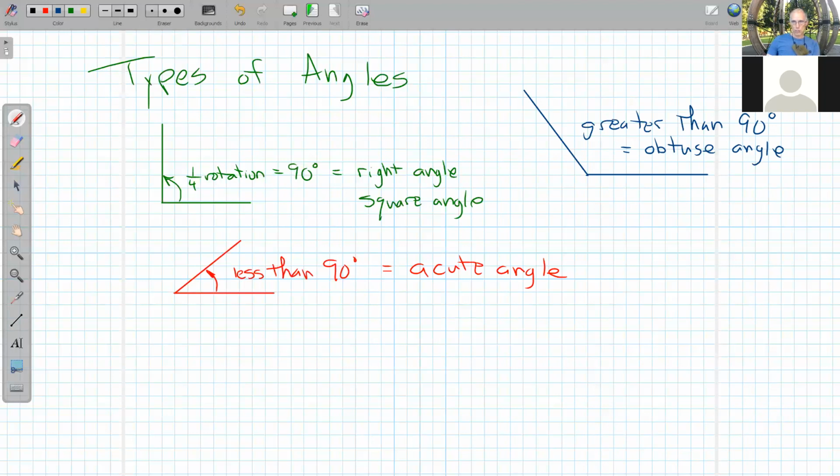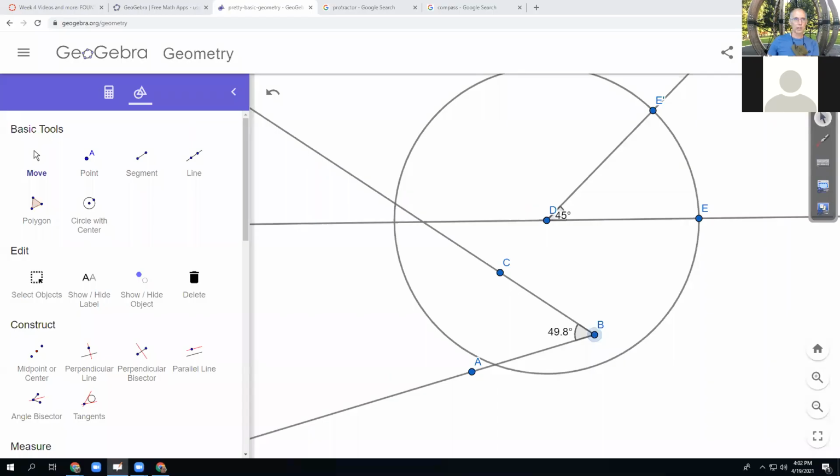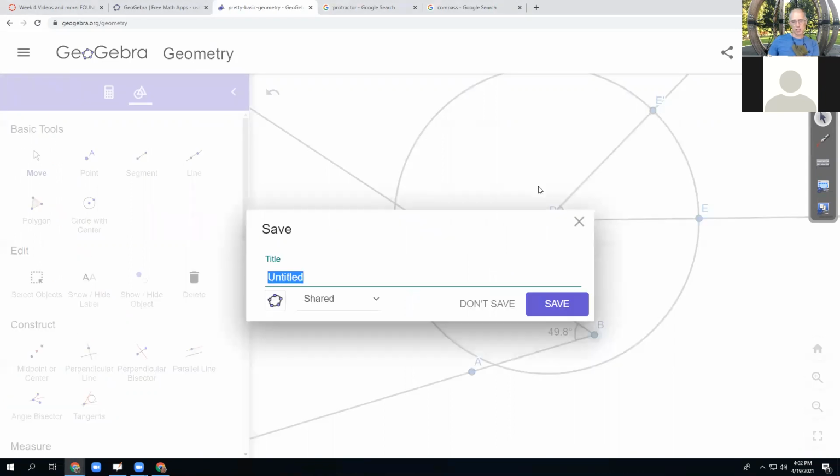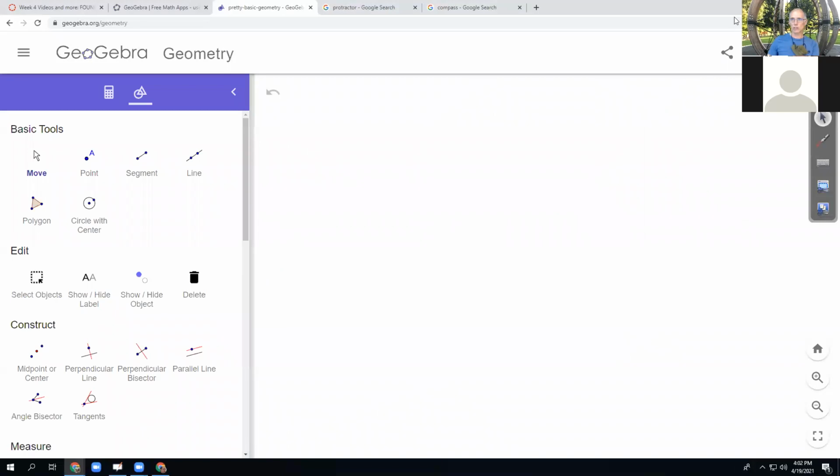Let's just go in GeoGebra and play a little bit. Getting a little messy. And again, I was just playing right here, so I'm just going to go to the menu on the upper left and just clear it and start over. It asks me if I want to save it because I'm signed in. I'm just going to not save it there. So just playing with angles some more.